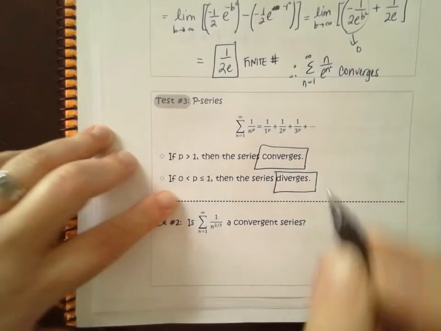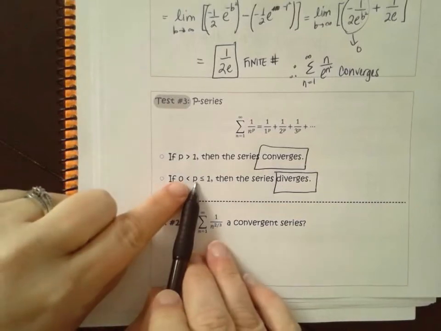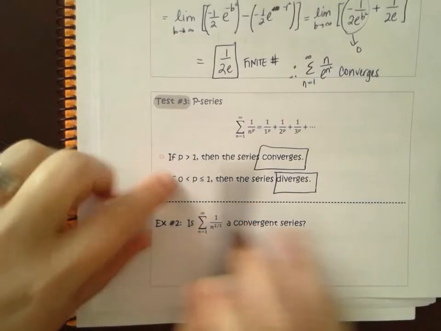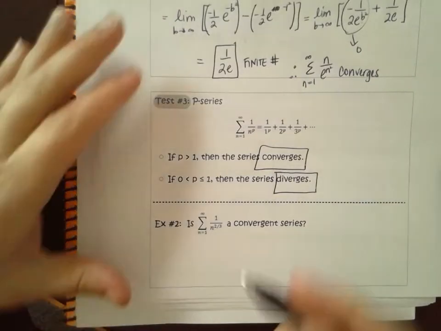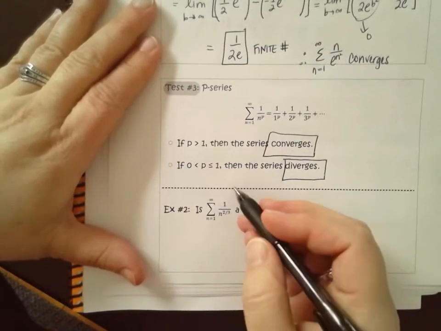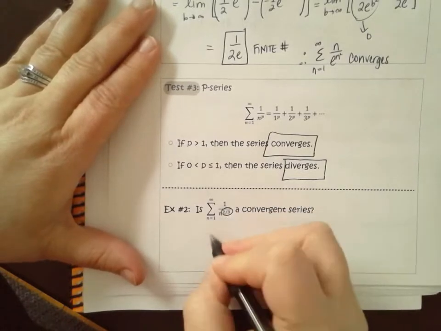This is different than your geometric formula. Remember, geometric, if it was between here, it was convergent, and if it was greater, it was divergent. So make sure that you understand your rules. So here's what I know. This p series, it's 1 over n to the p. So this exponent is your p value.